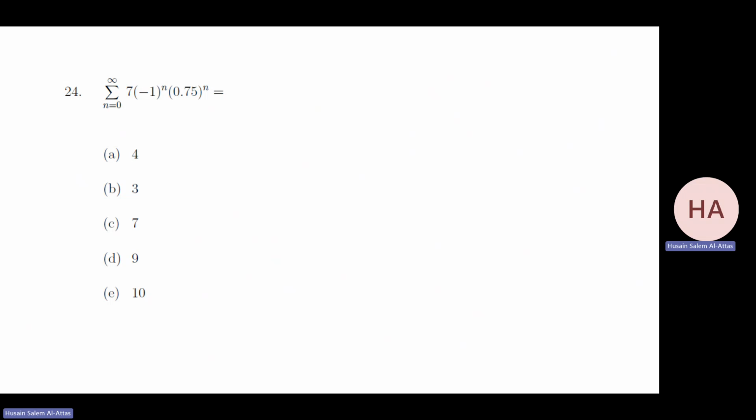7 times minus 1 to the power n minus 0.75 to the power n. Yeah, let me rewrite it. That will be 7 times minus 0.75. What is 0.75? 3 over 4 to the power n. That's the problem.